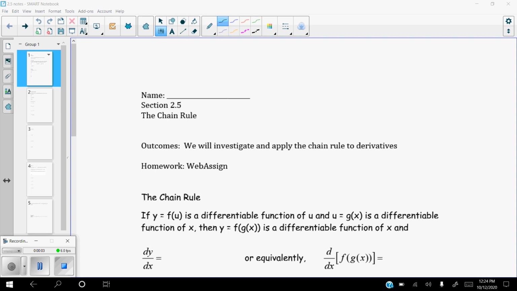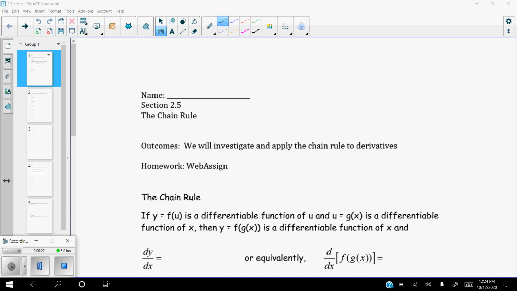Okay, this is section 2.5, the chain rule. So let's preface this by going back and rethinking about the rules that we know so far. We started off with doing the derivative by a limit definition of a derivative, which is a very tedious process, but it is where the derivative comes from.